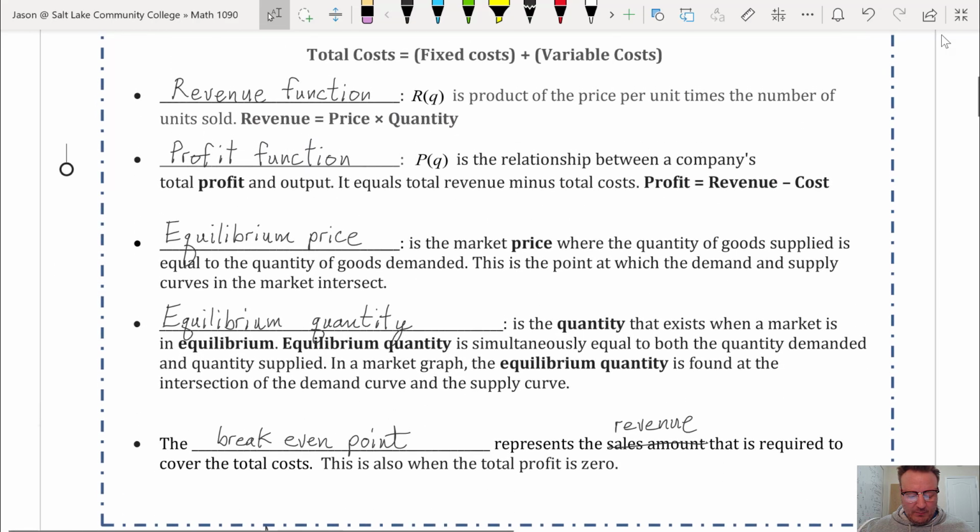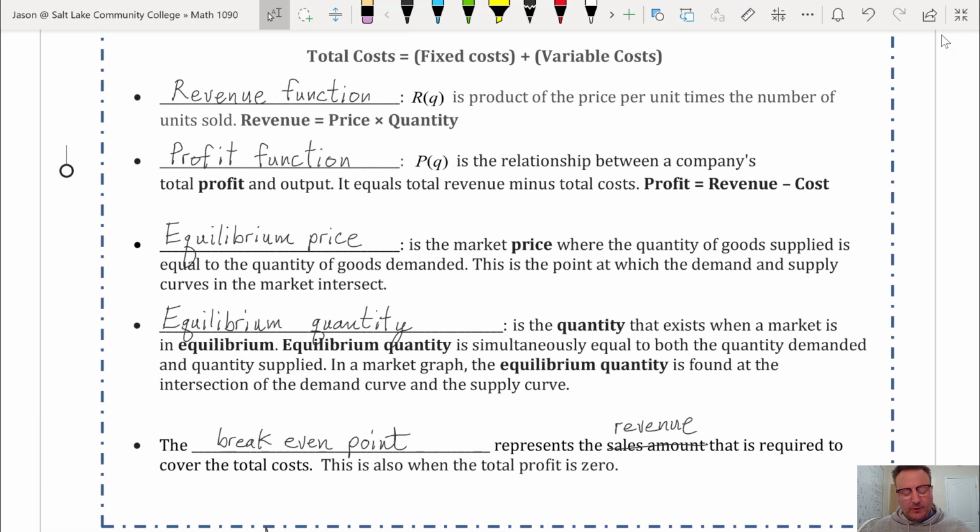What about the break-even point? So the break-even point refers to the idea of cost function, revenue function, and profit functions. Again, the break-even point represents the sales amount.